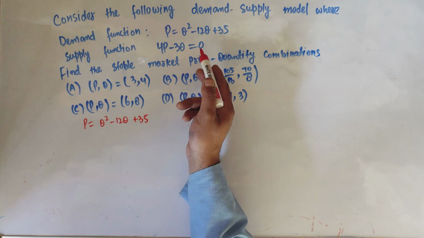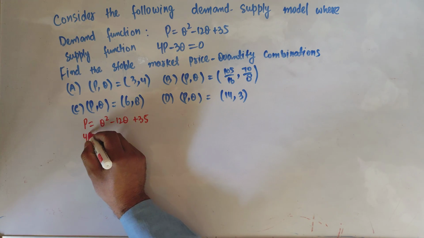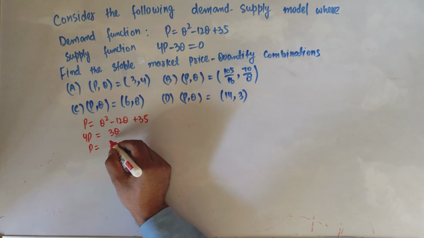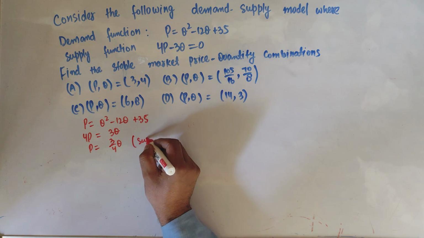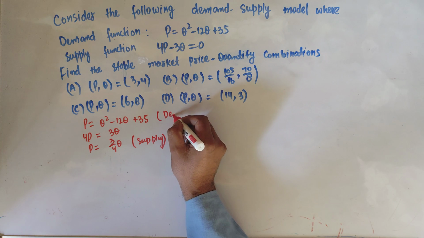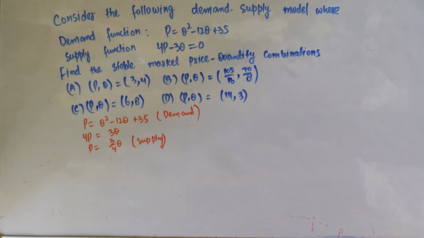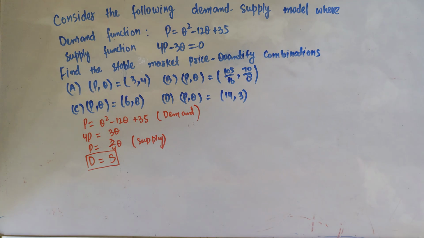Let us solve it for P. So we can write 4P equals 3Q, or P equals 3 upon 4 Q. This is our supply function, and this is our demand function. We know that equilibrium occurs where demand intersects the supply curve. This is the condition that you often come across.